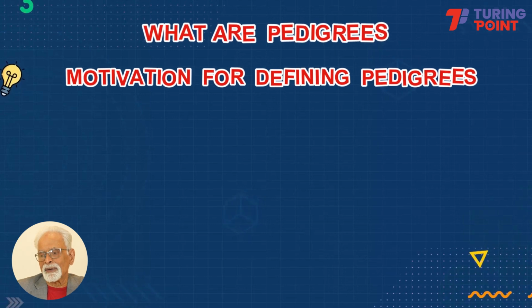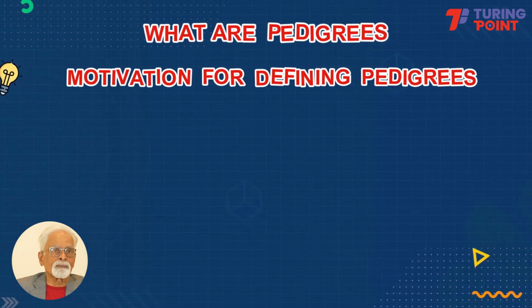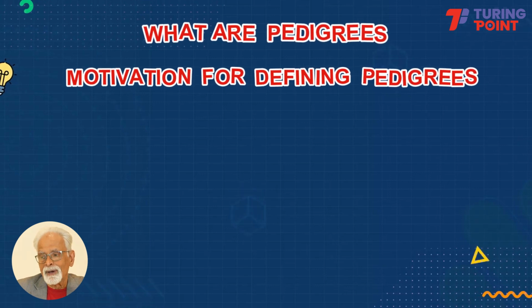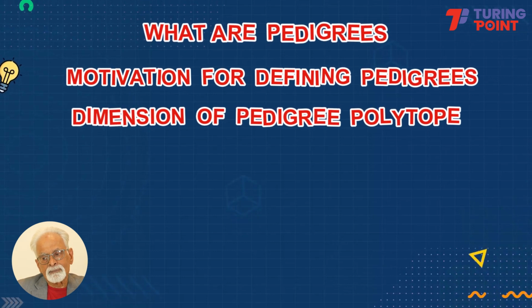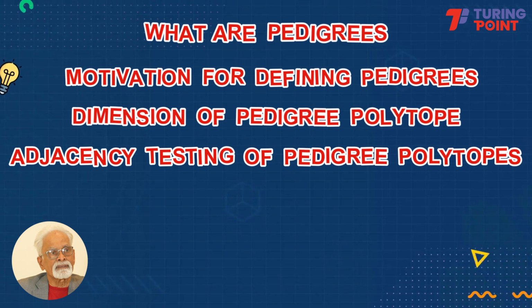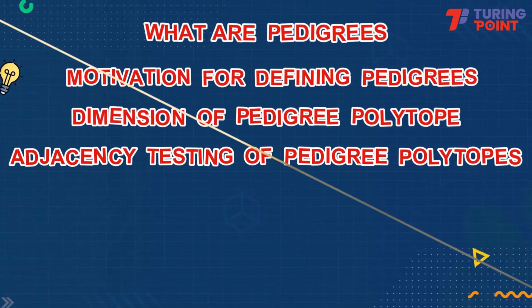In the next module, we will talk about some of the properties of the pedigree polytope. One is that we will discuss the dimension of this pedigree polytope. In the next module, we will consider the adjacency testing of the pedigree polytope. The problem is like this: given two vertices of the polytope, are they adjacent, in the sense that there is an edge connecting them? That means you can travel along the edge to reach the other, not through the polytope, but along the edge. That's what testing whether two pedigrees are adjacent or not means.